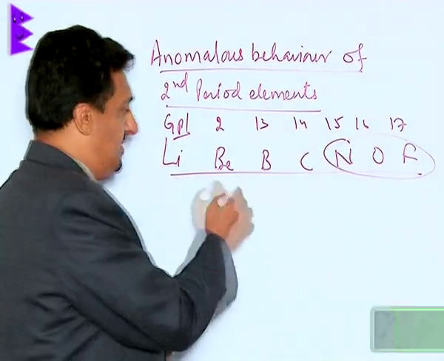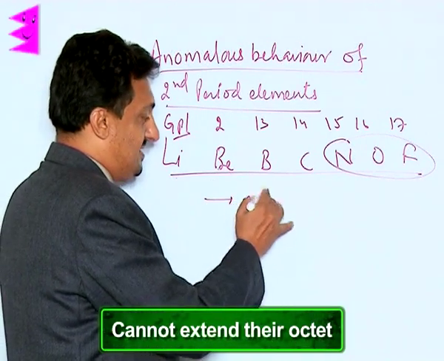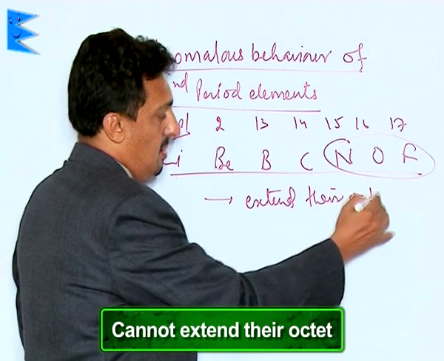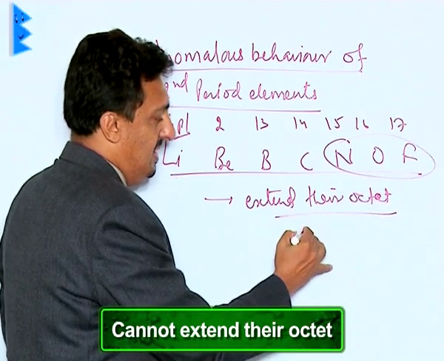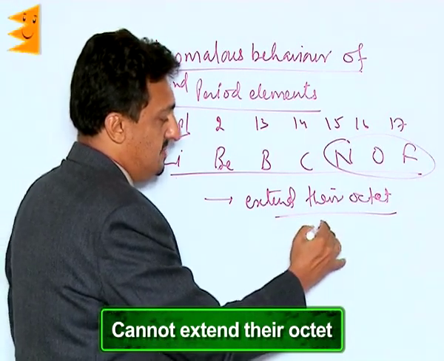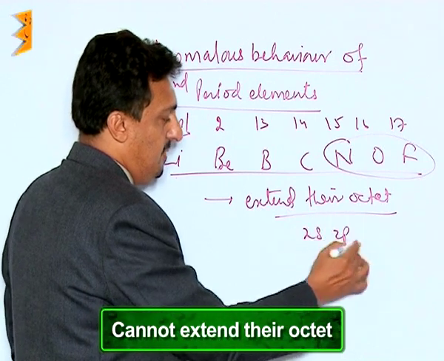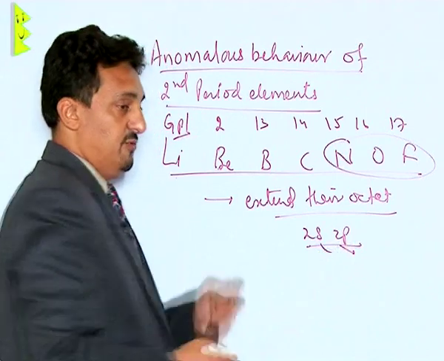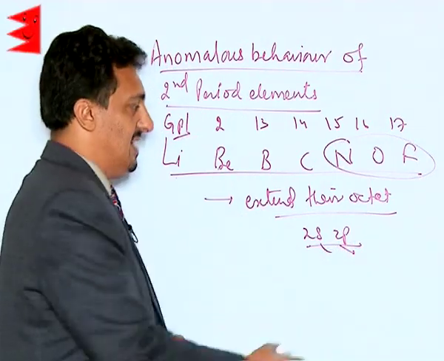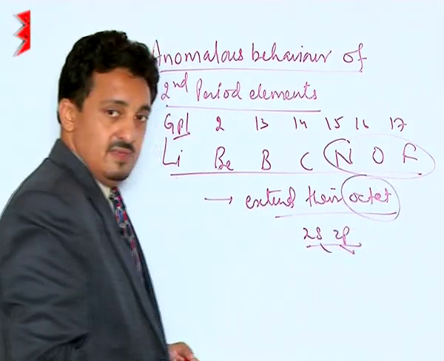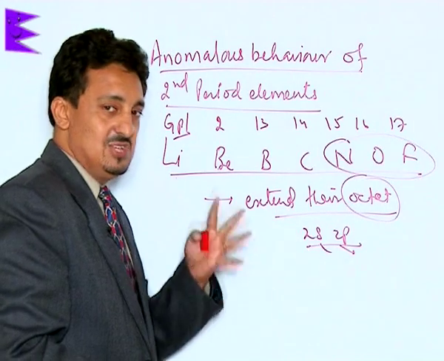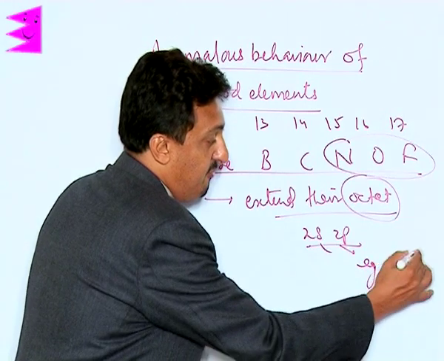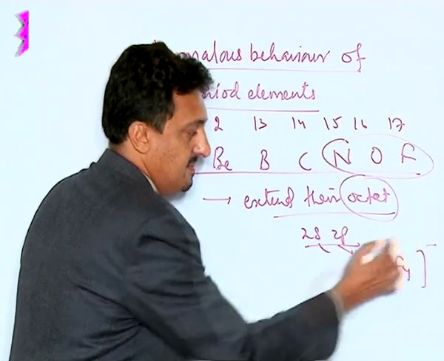Another difference, they cannot extend their octet because they have only 2s and 2p suborbits. So they can accommodate only 4 pairs, 8 electrons. So they cannot extend their octet. The maximum covalency they can show is 4, like they can form compounds such as BF4 minus.